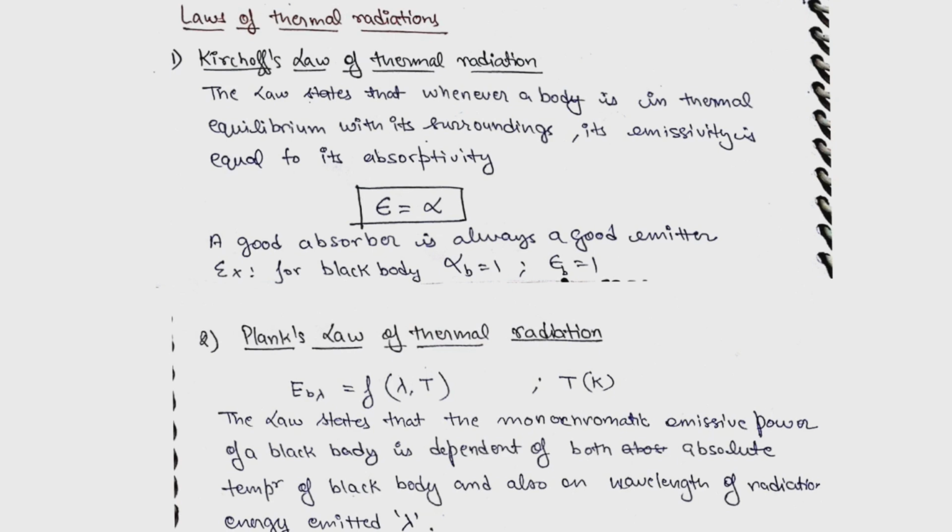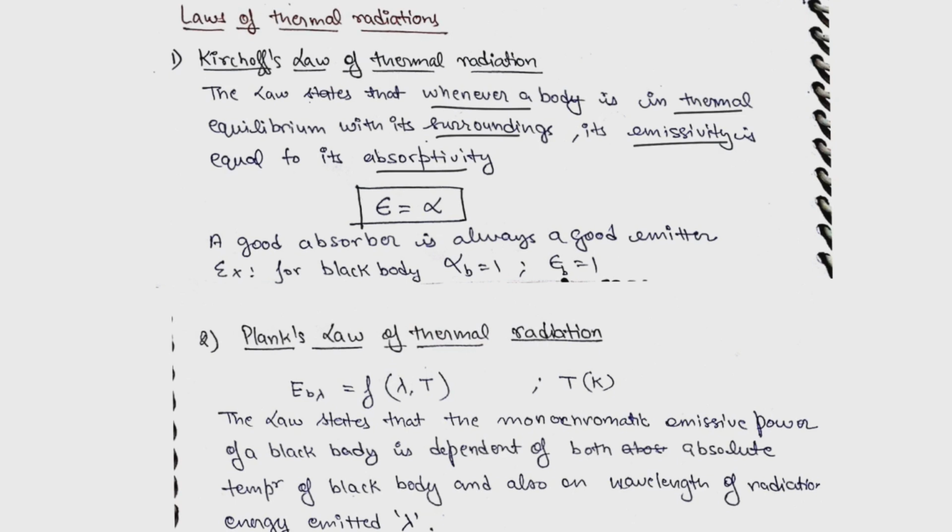Kirchhoff's law of thermal radiation states that whenever a body is in thermal equilibrium with its surroundings, then its emissivity is equal to its absorptivity. So, what is it saying?